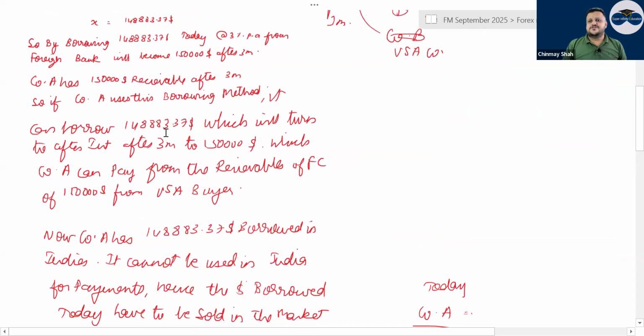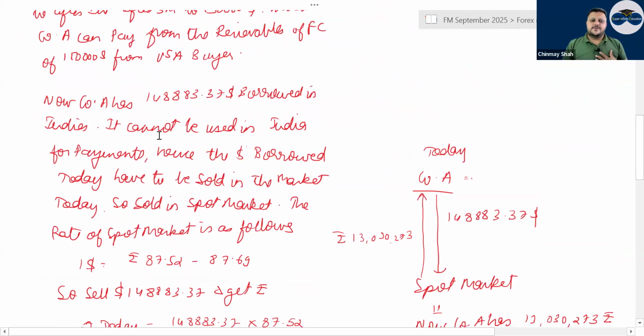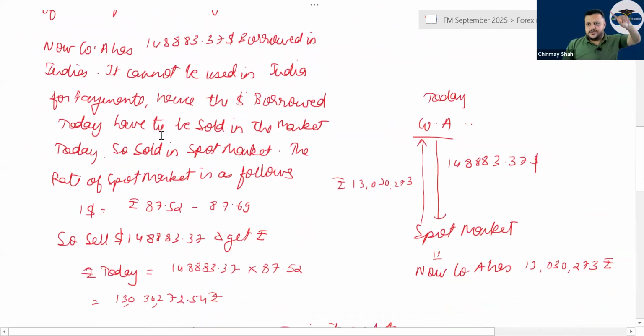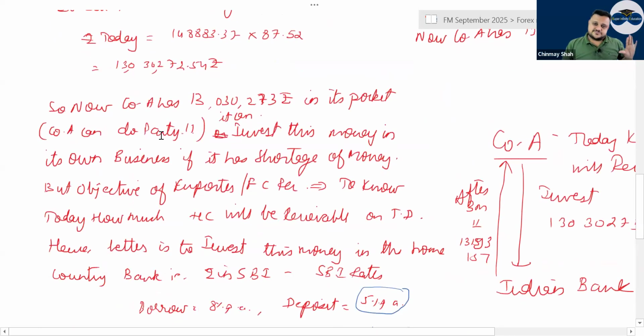But you don't know what to do with this money, correct? You could use this in your business, but your business works on rupees. So you go to the spot market and say that I have $14,883.37, what should I do with it? They say no problem, you want rupees right now, so sell the foreign currency. So the first step is borrow foreign currency. Second is sell the foreign currency in the spot market. Get the home currency. Now you could use this in your business, right? You can invest this directly into your business.